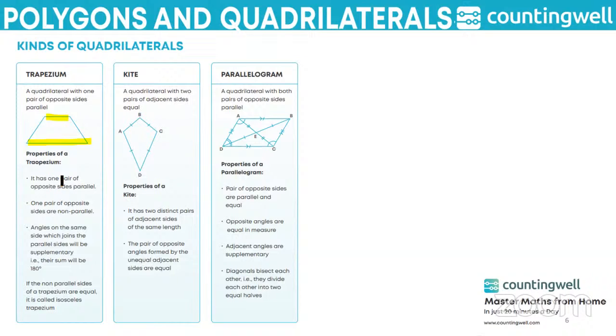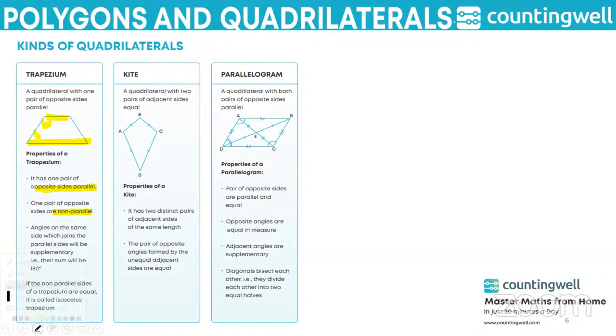So what are the properties? Obviously it has one pair of opposite sides parallel, and if one pair is parallel, then the other pair of opposite sides will be non-parallel. Angles on the same side which joins the parallel sides will be supplementary. Okay, so the angles on the same side which joins the parallel sides, if you take the sum of these two angles, then the sum will be 180 degree.